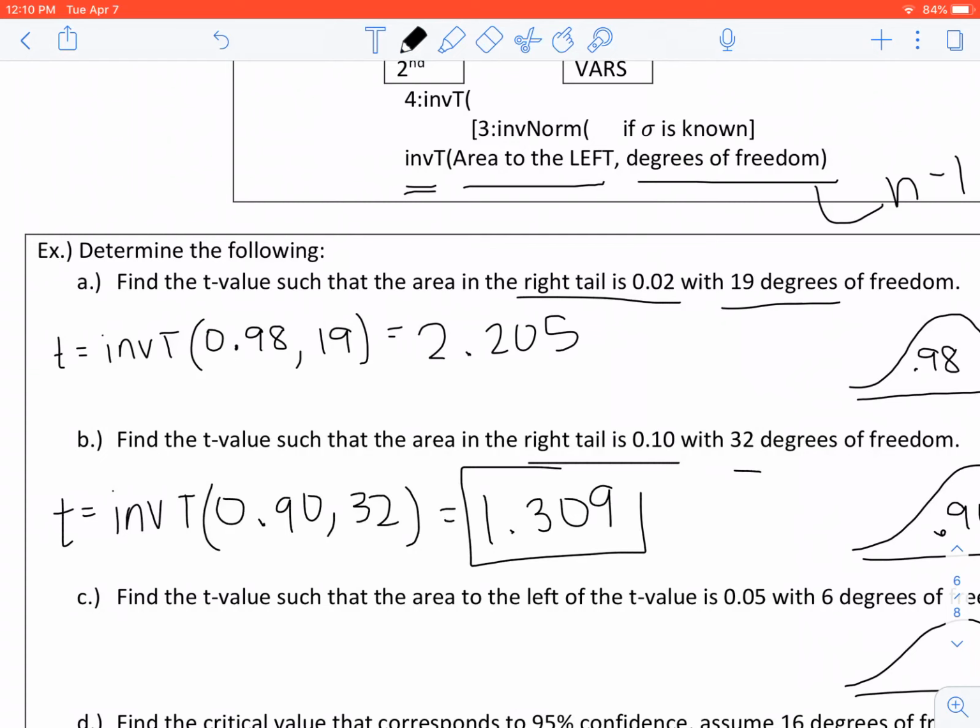These are both positive values, and the reason why is because they're to the right of the mean. The mean is at the center.